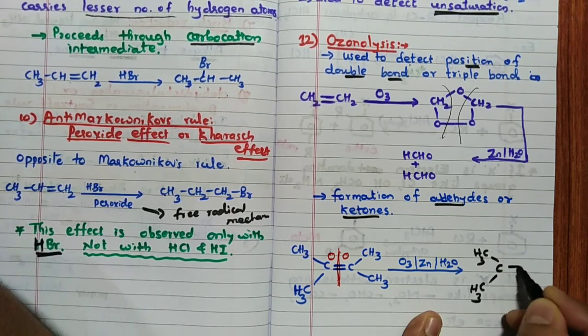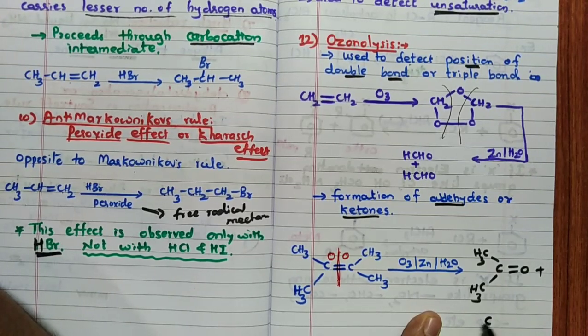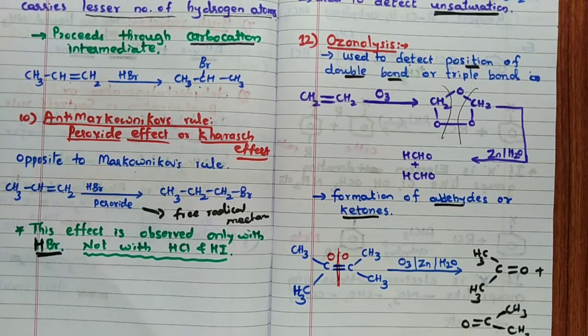CH3 double bond C double bond CH3, like this. So what question will they ask? By giving these products, they ask which alkene you will get. By giving these products, which is the alkene you will get. That's the question they will ask.